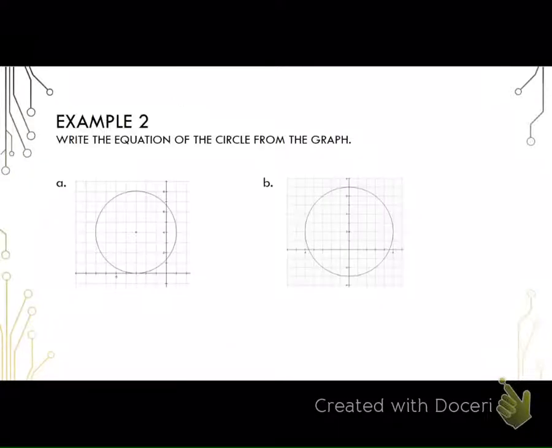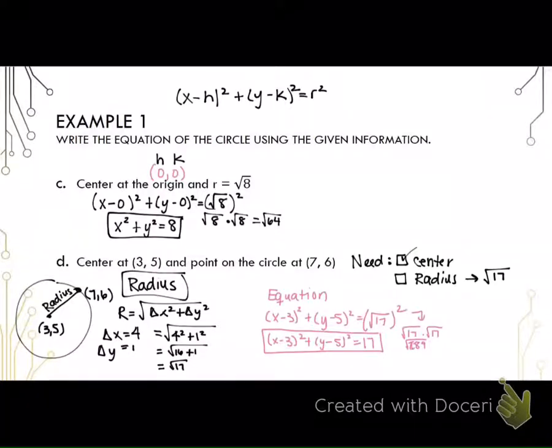Okay, well now what happens when you're given it on a graph? Do you need me to go back? You're fine, just tell me when you're ready. So the next ones are going to be on a graph. So you can count the radii, and you can figure out the center from the graph, as long as you have that horizontal or vertical. Are you good now? Yeah.